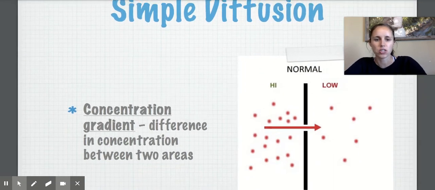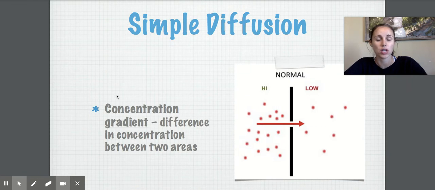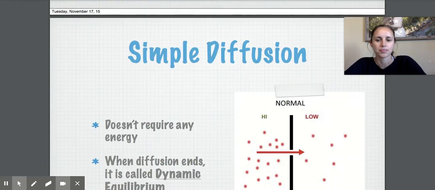So simple diffusion relies on this idea of a concentration gradient. What a concentration gradient is, is just a difference in concentration between two areas. So you have to have an area of high concentration, you have to have an area of low concentration, and then diffusion is going to be moving from that area of high down to low. If you don't have a concentration gradient, if concentrations are even, you're not going to physically see a difference with simple diffusion. You're still going to have particles moving across the membrane, but the concentrations are not going to change.